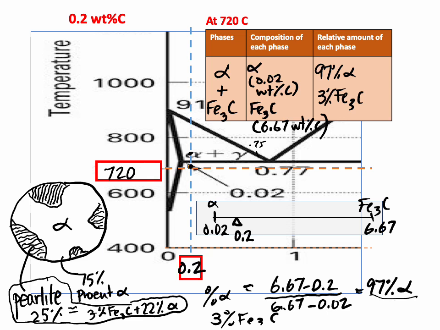Now we're not going to go ahead and look at 400 because just like I said, when we looked at the other compositions, there's not a big change in relative amounts and compositions at lower temperatures. So we are good with calculating this at 720 and confident that that's about how much we'll have at any temperature below that.